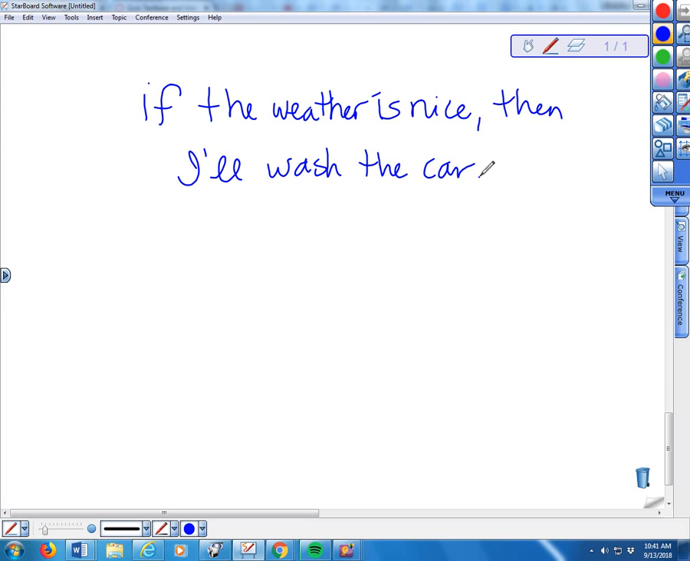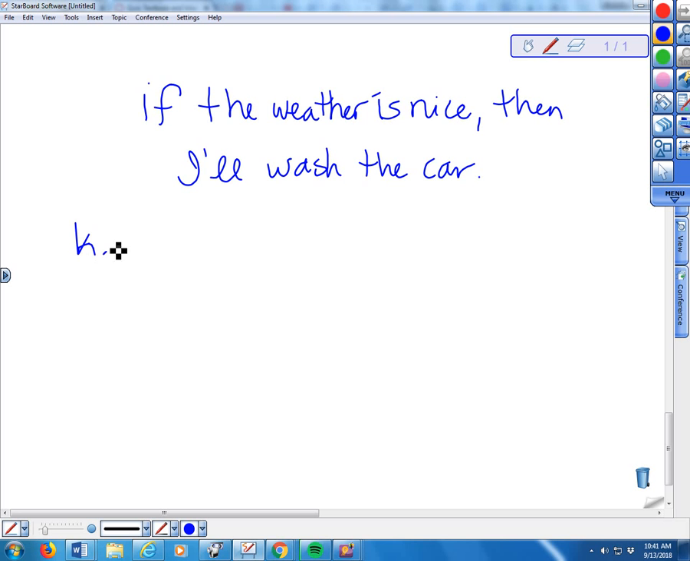Okay, so one thing you have to know how to do with this section is identify what the hypothesis is and what the conclusion is. The hypothesis always follows the word if. It does not include the word if. So if I ask you for the hypothesis of this statement, what's the hypothesis? Doesn't include the word if. So the weather is nice. The hypothesis is the weather is nice.